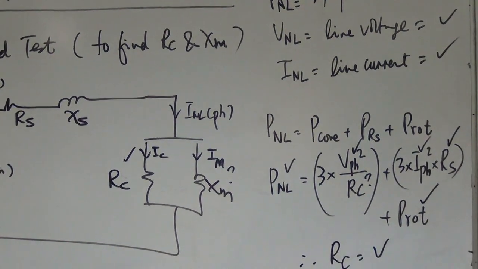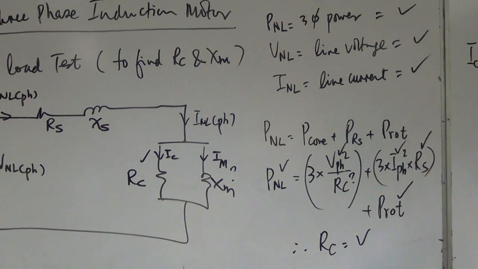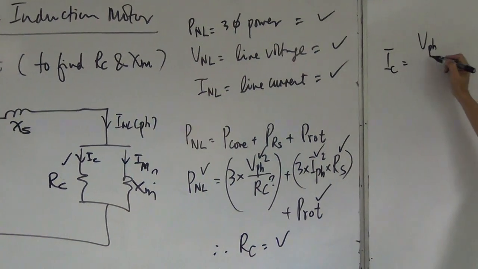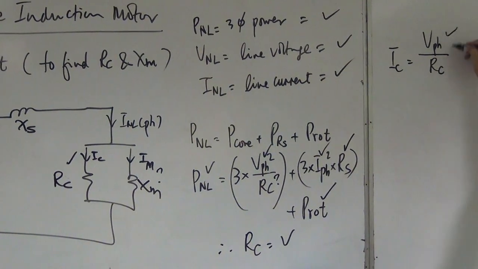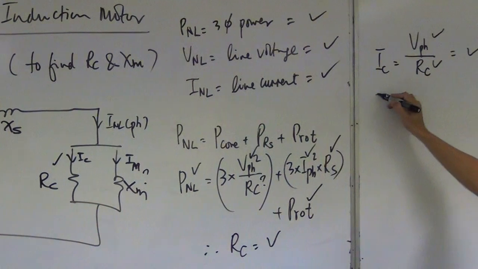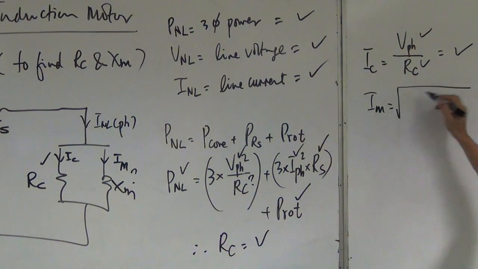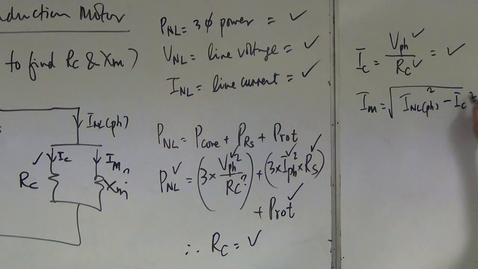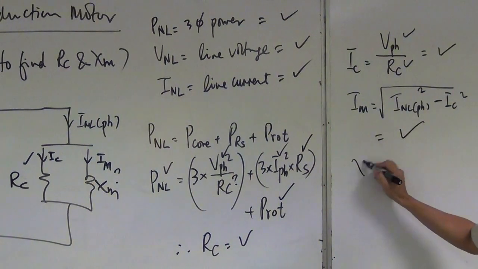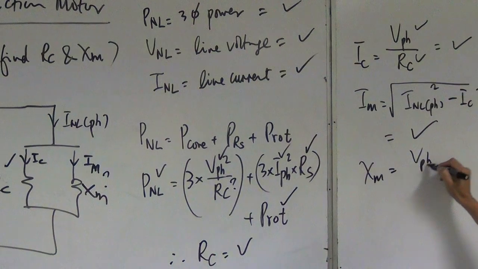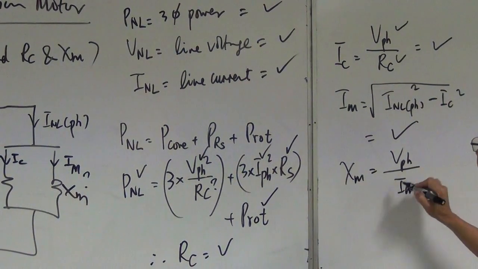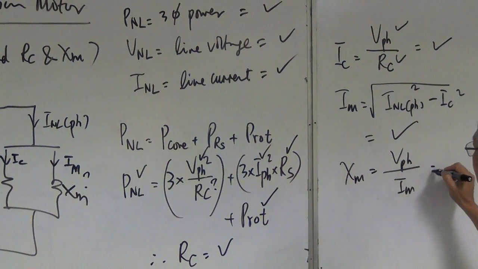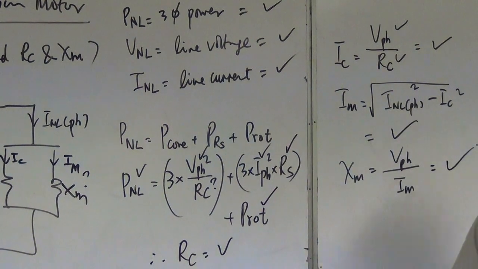After finding RC, you find IC. IC is Ohm's law. By using approximation, it's VPH divided by RC. Alright, then use the Pythagoras theorem to find IM, which is the square root of no-load phase current squared minus IC squared. Right? Then XM is equal to VPH divided by IM. Right? And that is the no-load test.